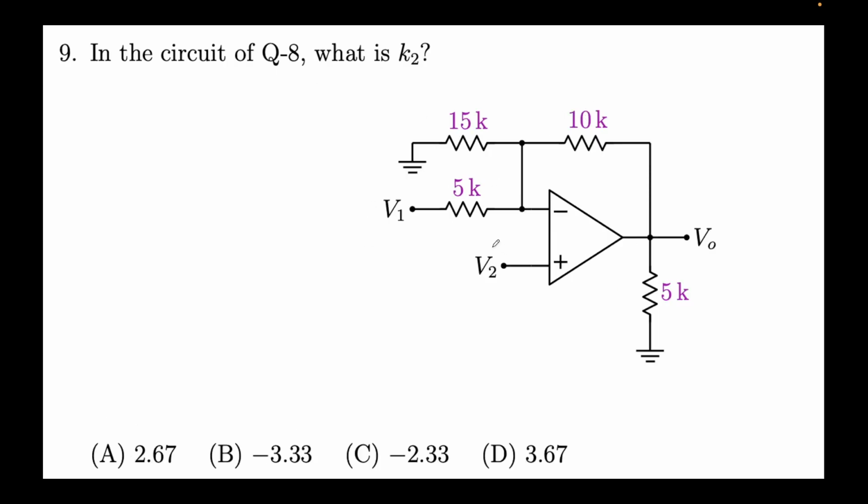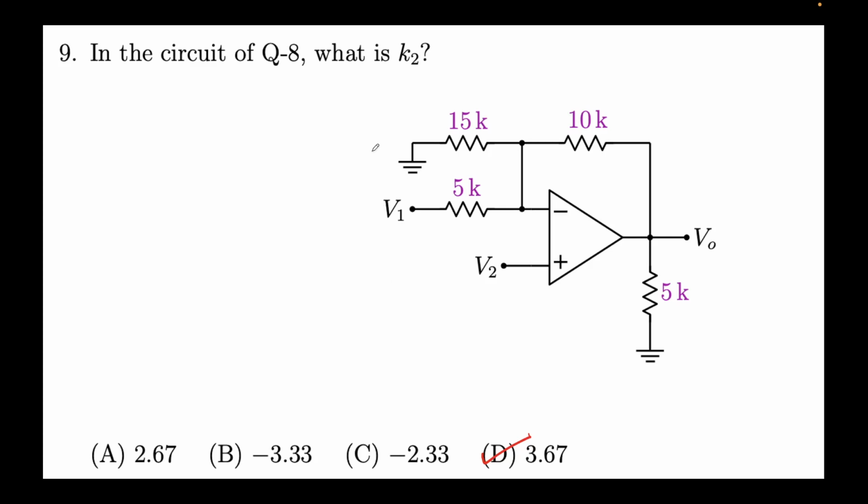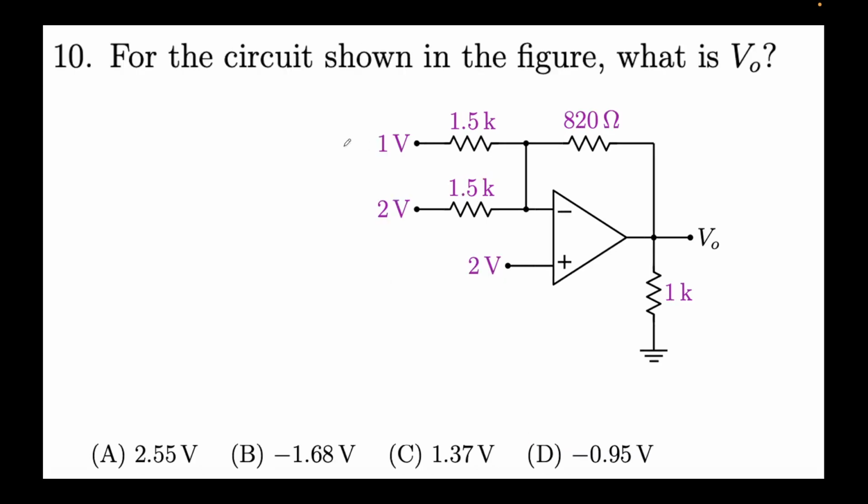Next, to find K2, we deactivated V1 like this, right? And this is a non-inverting amplifier, so we should see no phase change, which we see here. And then you can write the complete expression, so that's not a big deal. Okay, now building upon this quickly.